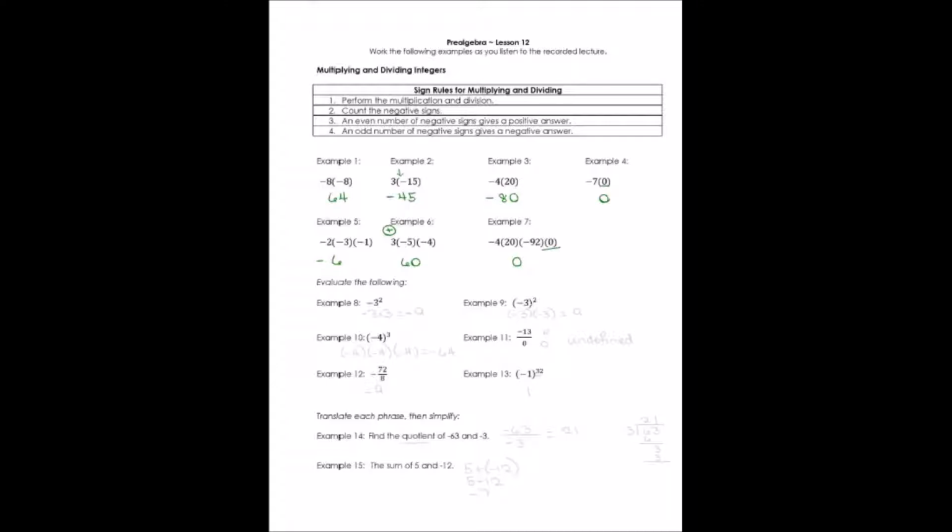Evaluate the following examples. In number 8, let's take a look at what happens when we have negative numbers and exponents. And this is a little bit tricky, so pay attention especially to example 8 and 9. If the negative is written out in front of a number with an exponent, it doesn't have anything to do with that exponent. In other words, this is really the same as negative 3 times 3. The only thing the exponent referred to is the number that's directly in front of it.